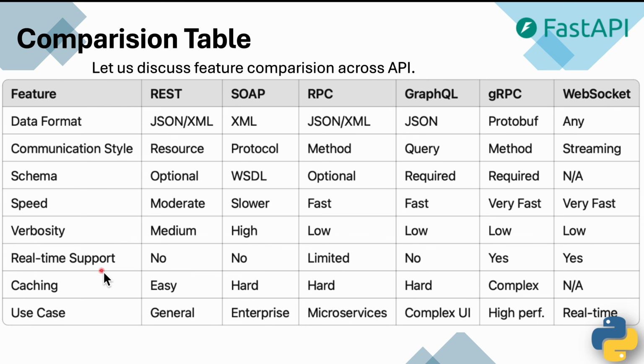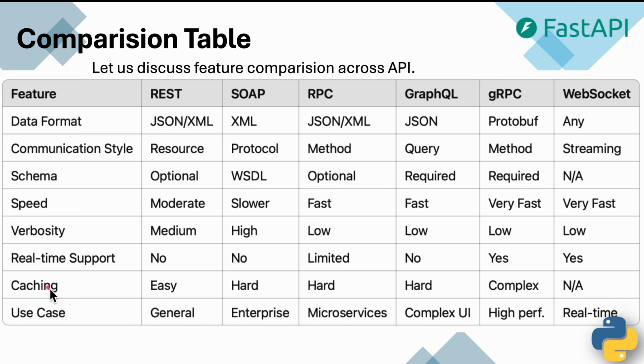Let us take the real-time support feature for each API. REST API: there is no possibility of real-time support because it is stateless. SOAP API also has no real-time support. RPC API has limited real-time support. GraphQL API has no real-time support. gRPC API: yes, there is a possibility of real-time support. WebSocket API: it is possible to have real-time support.